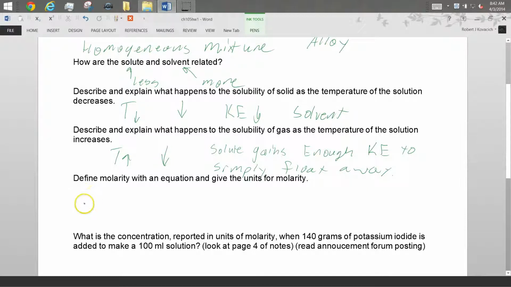Molarity, so capital M is equal to moles solute over liters of solution. So then your units will be moles per liter.